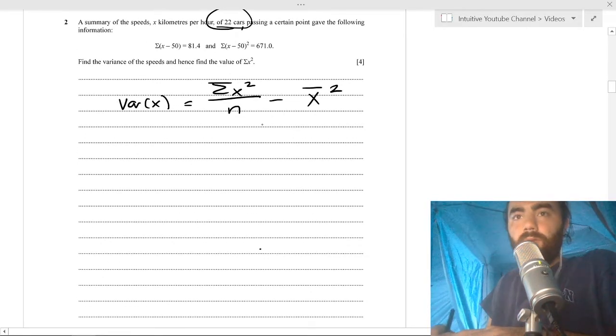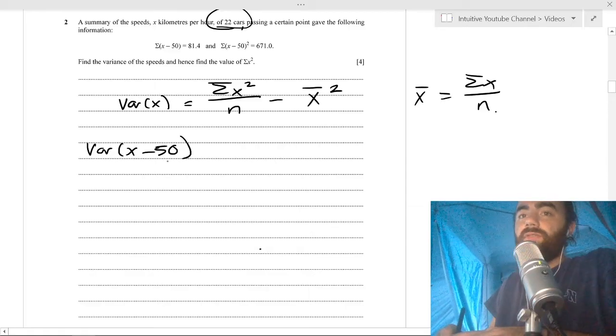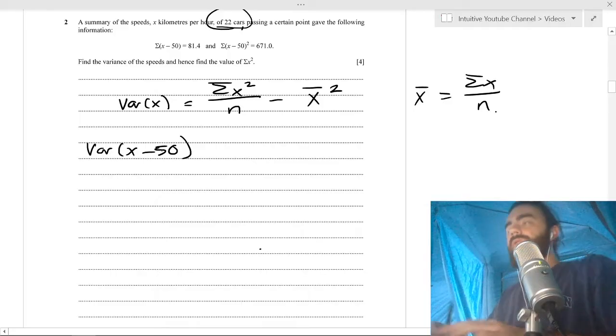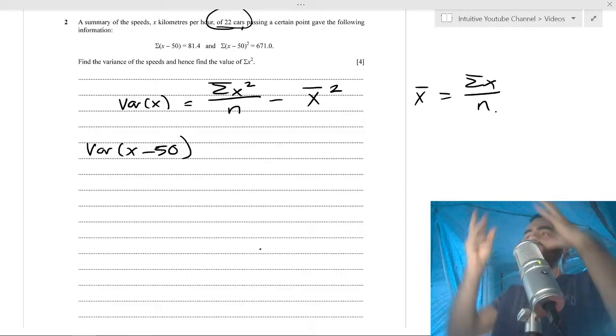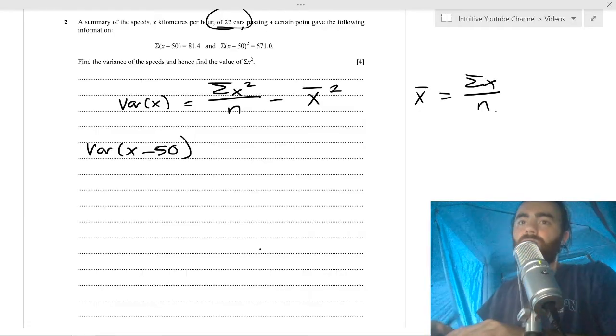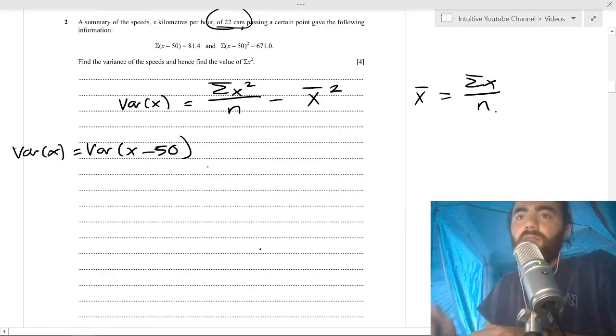We can figure all this out, and we know also that the mean of x equals the sum of x over n. So if we wanted the variance of x, we could find the variance of x minus 50, because the variance of x minus 50 is going to be the same as the variance of x. If you're just shifting all of the speeds over by 50, you're not changing the variance, you're not changing the spread at all.